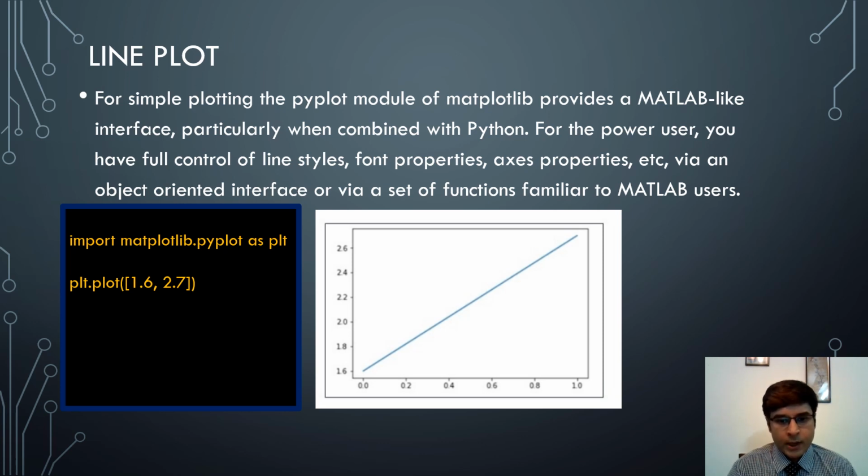via an object-oriented interface or via a set of functions familiar to MATLAB users. So if you are familiar with MATLAB, you must know these functions of changing axis and setting font properties and line styles, etc. For simple plotting, we import the pyplot module of Matplotlib and give it the alias plt as shown here, and it is very helpful in plotting a line. So if we plot this line, 1.6 and 2.7, it will be shown like this.